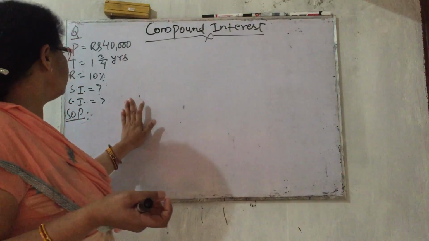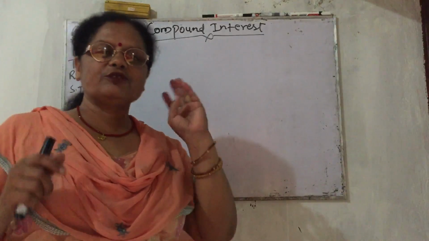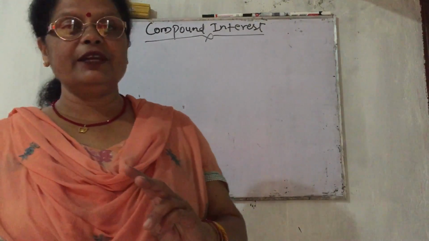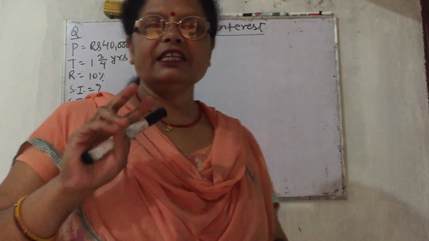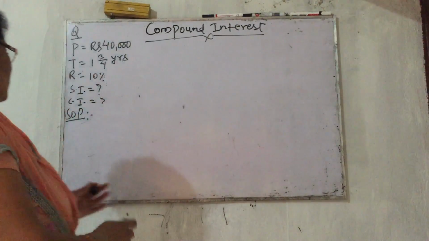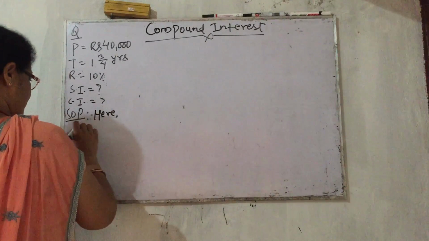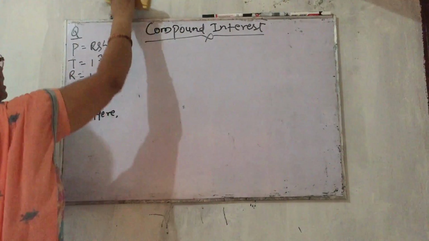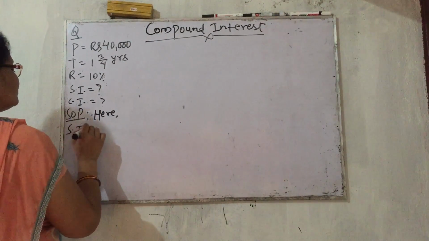In this question we have to find out CI and SI. First we have to find out simple interest, then compound interest compounded annually and compound interest compounded semi-annually. Three things we have to find out in this question. Let's first find out simple interest. Everything is written here.